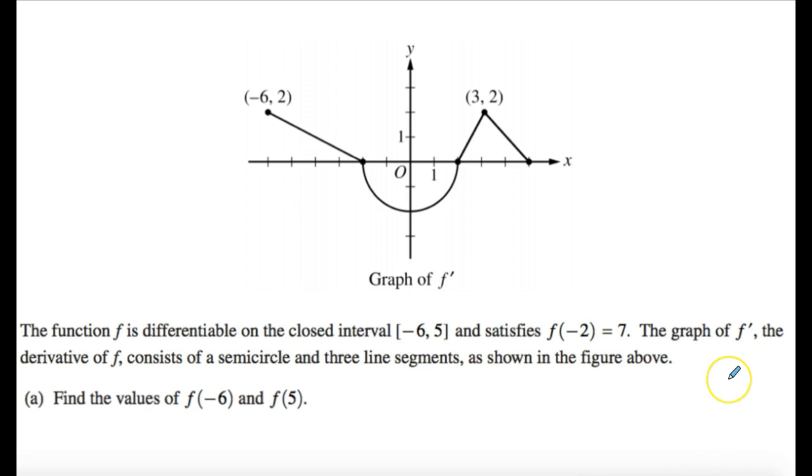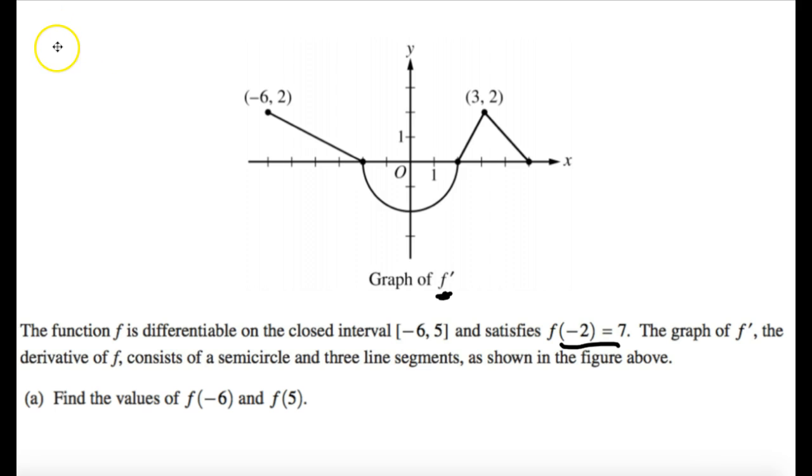So on this one, we've got a function that's differentiable in a closed interval, and we're given an initial condition. We're told this is the graph of the derivative, and we're given 1 point on the original curve. The graph of f prime, the derivative, consists of 3 line segments and a semicircle. So on this one, for part A, we need to first evaluate f of -6 and f of 5. So here is where we want to use the fundamental theorem of calculus.